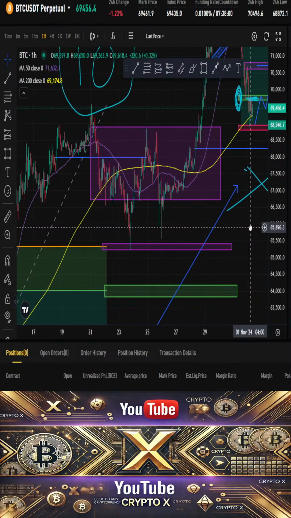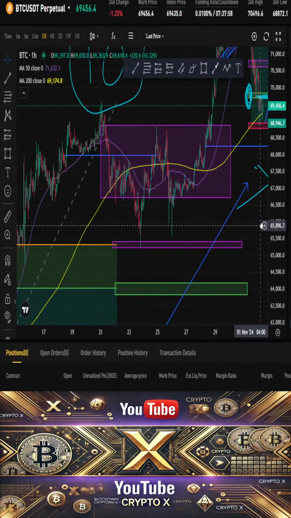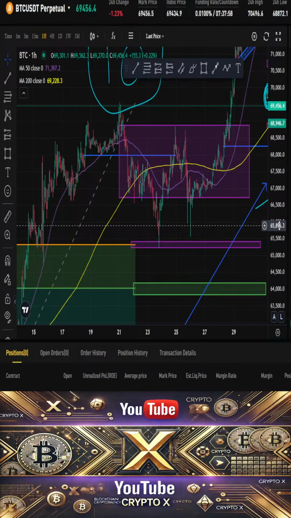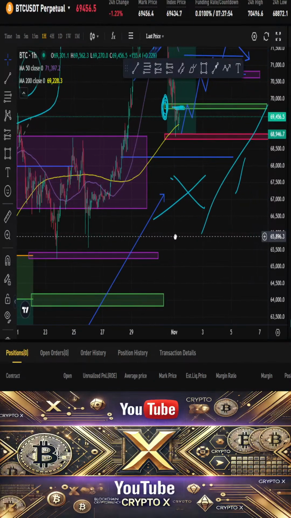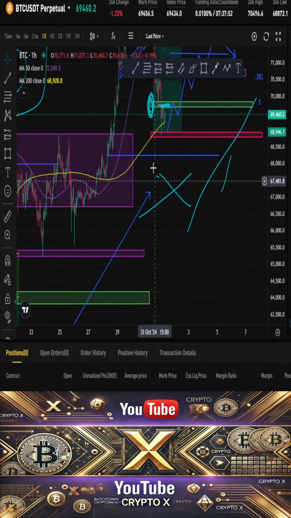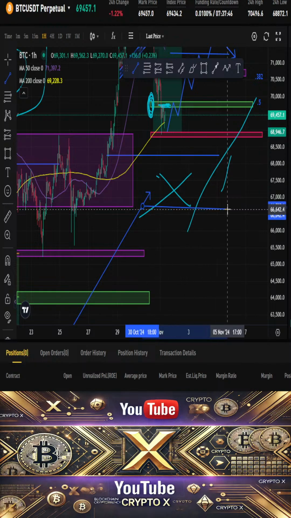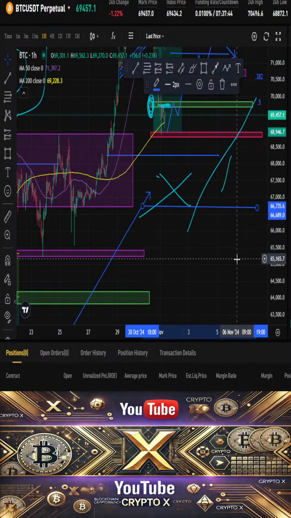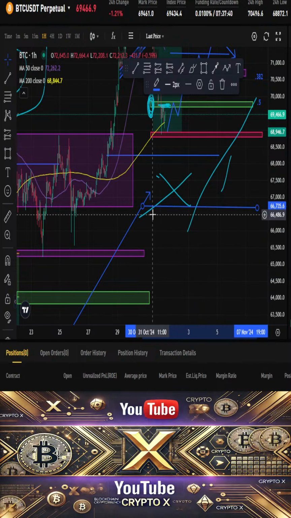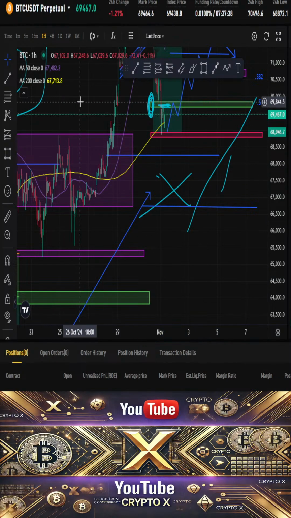So this is another sideways channel which it is forming, and if it goes down, then another target should be this. What do you say? One more thing. If you are seeing the 1 hour chart, then wait for hourly candles.